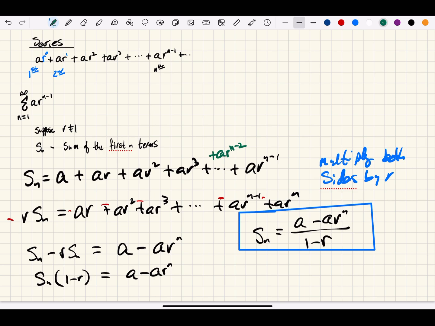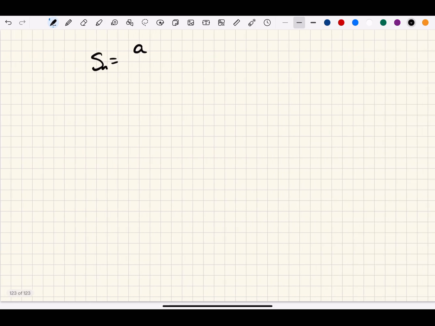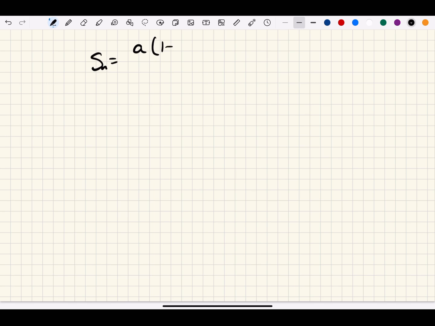All right. So now, let's see. I could factor an A out of that. Let's do that on the next page. So we'd have S sub n equal to A, and let's go back here now. I'm going to factor an A out of there. So I'm going to have 1 minus R to the n, right? Over, and then 1 minus R, like this.